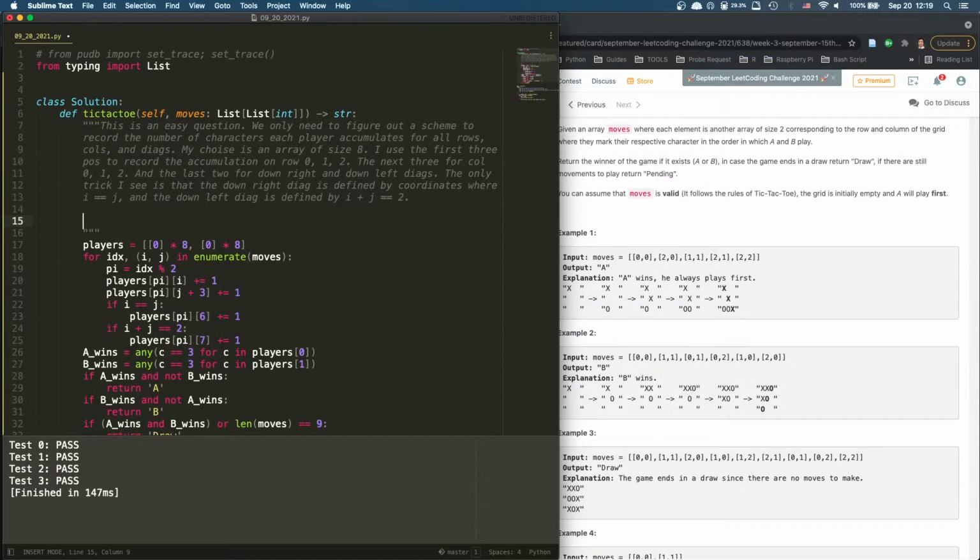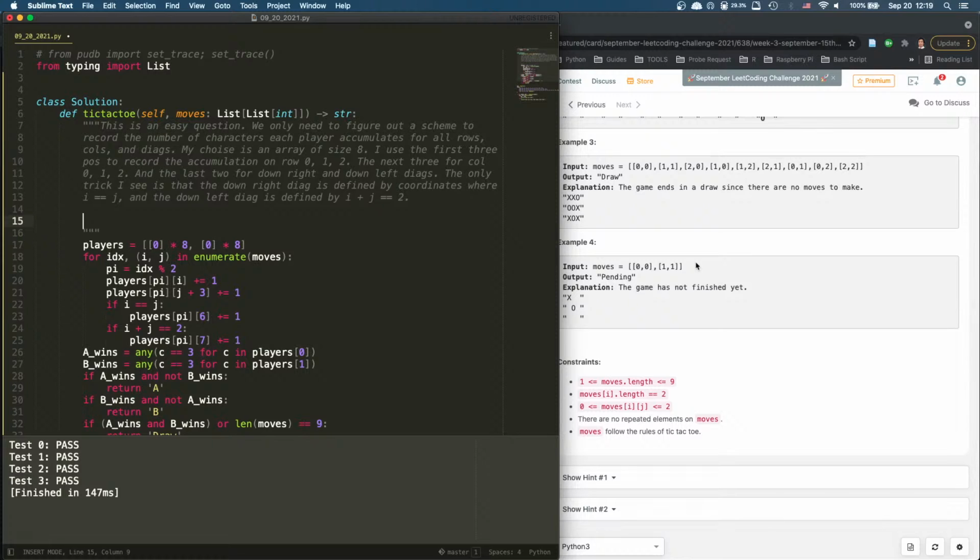This one will run in O(1). Yeah, it's O(1) because it doesn't grow. I think this is not necessary. I'll just say the time complexity is O(1).